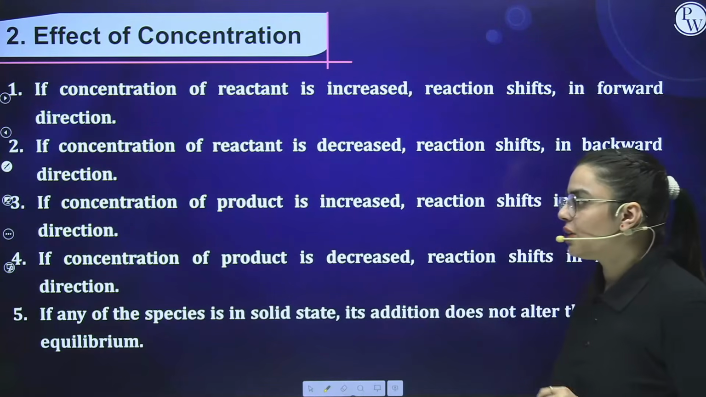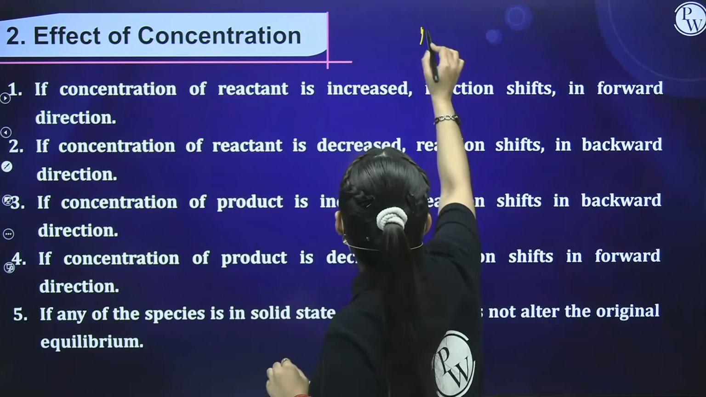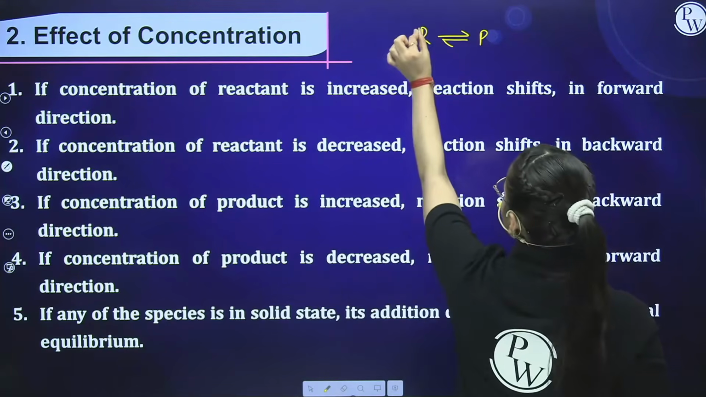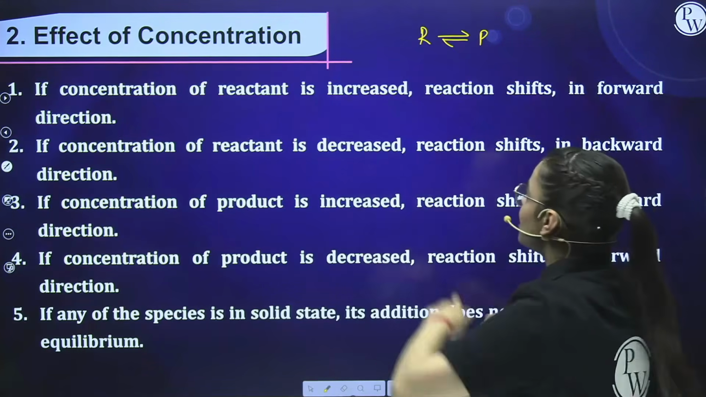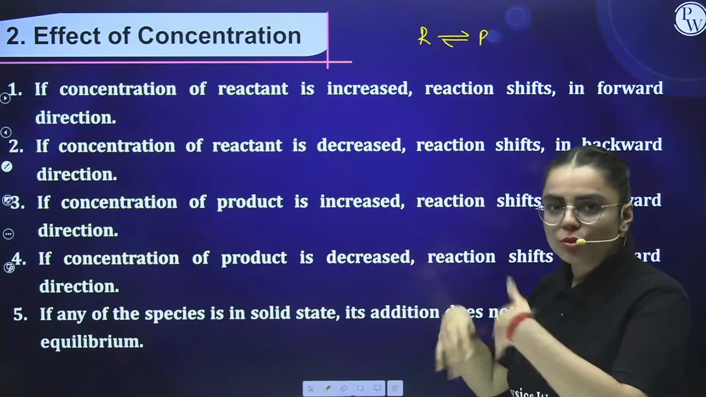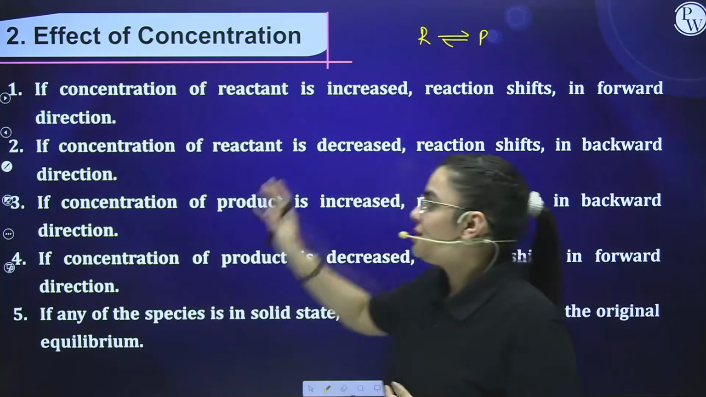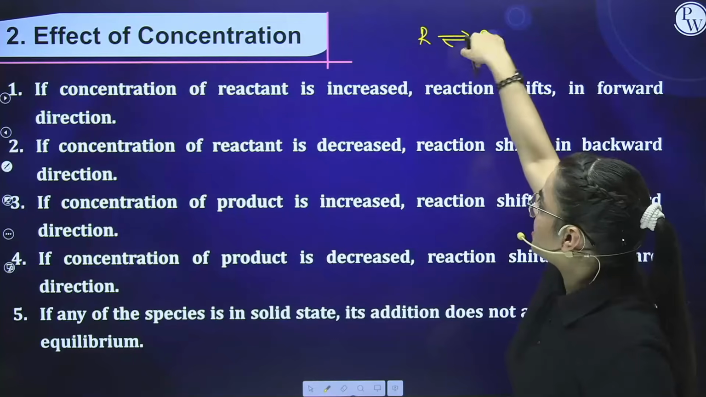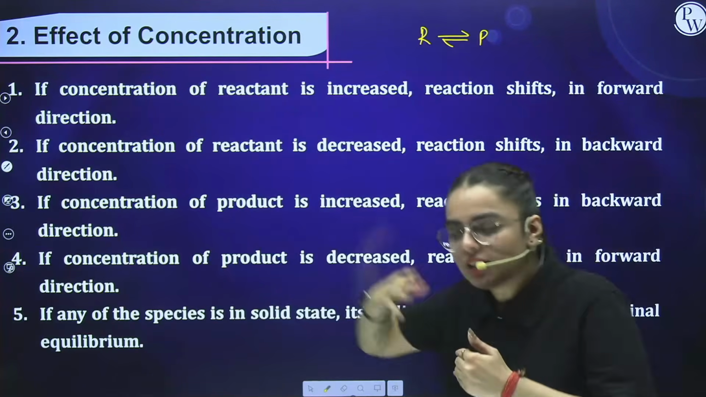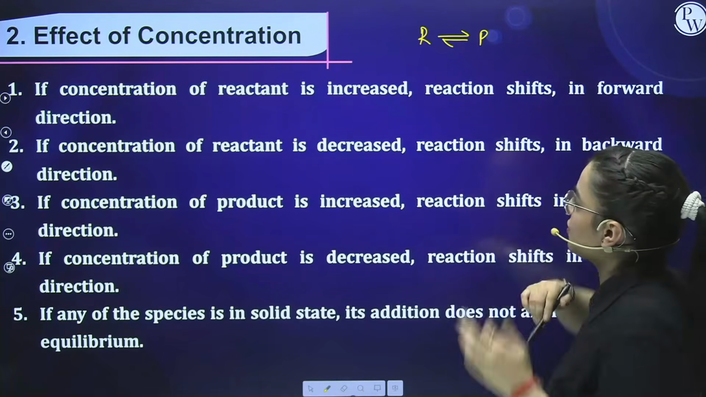If I look at the effect of concentration, the very first thing is, if the concentration of reactant is increased, see what happens? Reactant makes product, right? If the concentration of reactant is increased, the reaction shifts in the forward direction. Why? See, whenever something is more, it will split down. Reactant is consumed to form product. That means initially reactant was present in more amount, and it was making product. The same is happening over here. If this concentration is increased, it will get converted into product. When it gets converted into product, the reaction shifts in the forward direction, right?